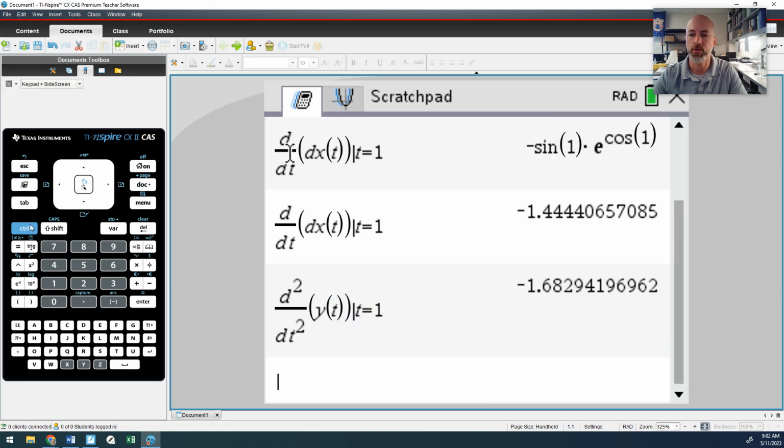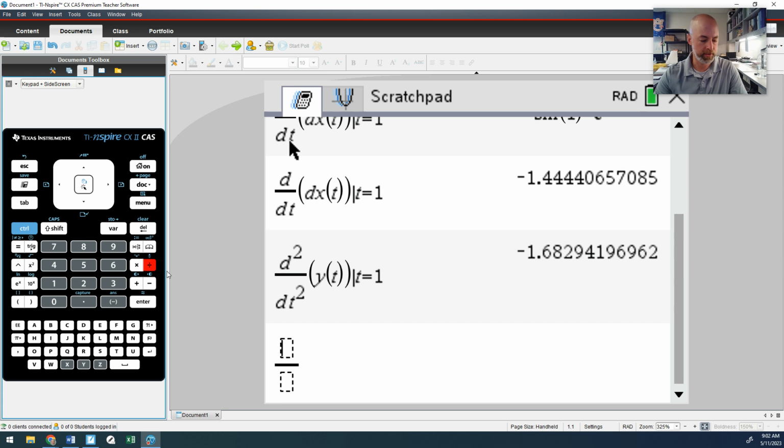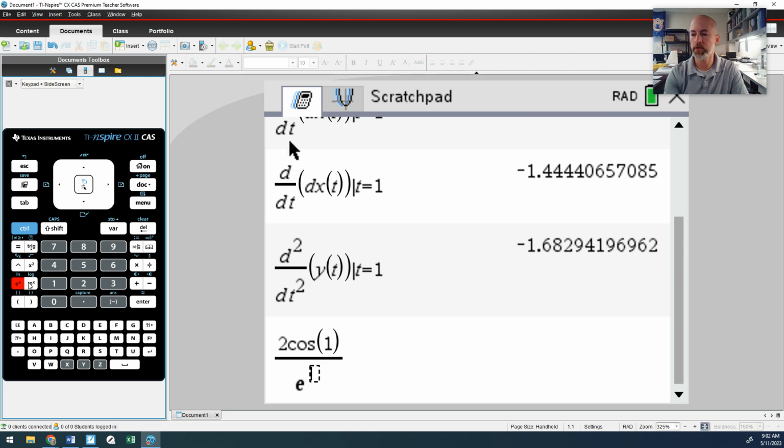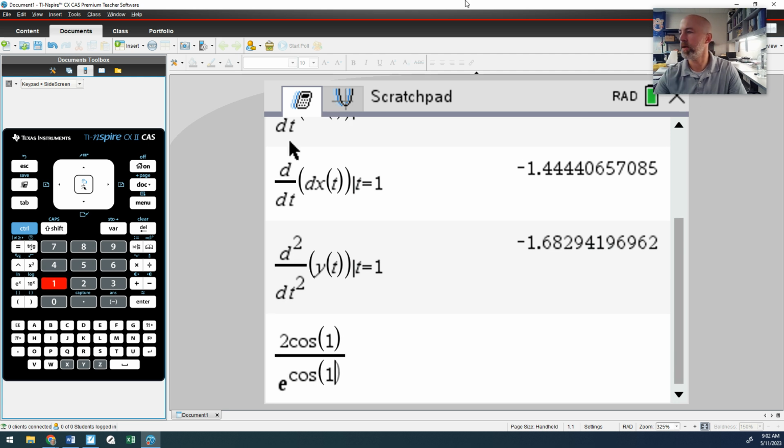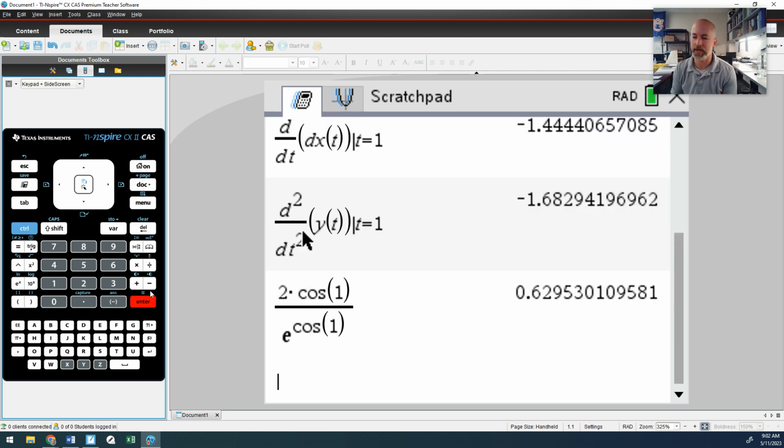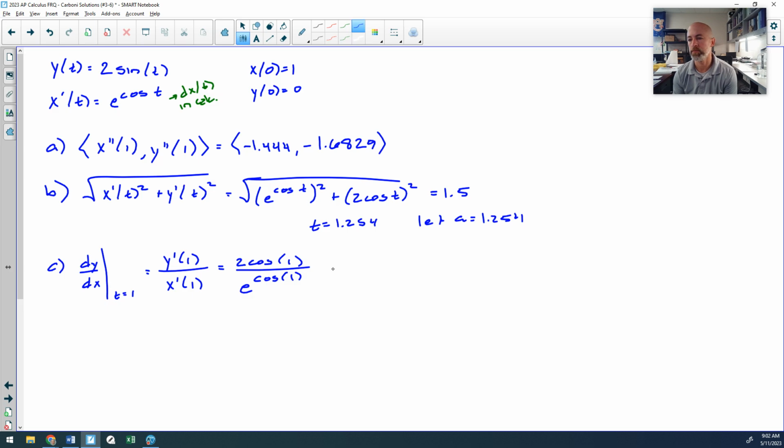Let's do it. So control divide. It was 2 cosine of 1, correct? 2 cosine of 1 divided by e to the cosine of 1. And I am double checking, I am in radians. That would really screw everything up. Control enter to force the decimal. That is 0.6295. But I'm going to draw a line through that because I have an acceptable numeric answer just before, and just in case I fat-fingered something in the calculator, I don't want that to count against me.